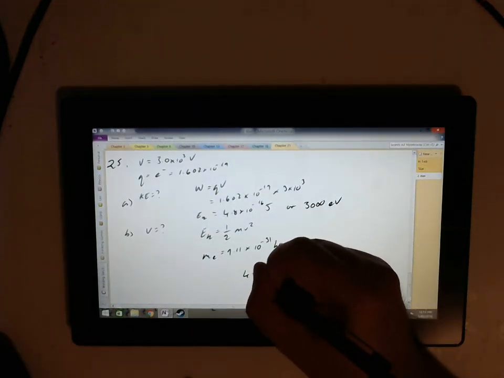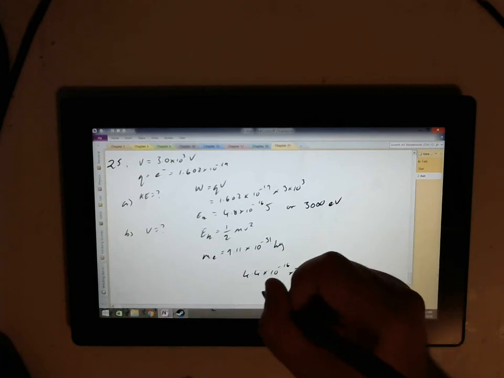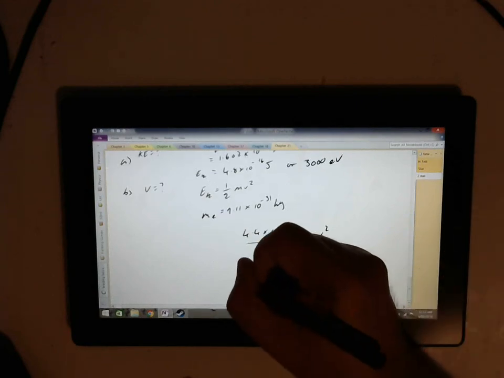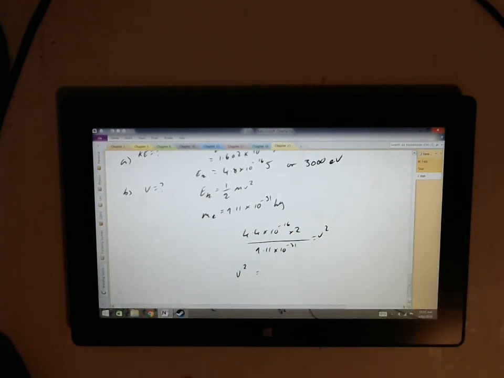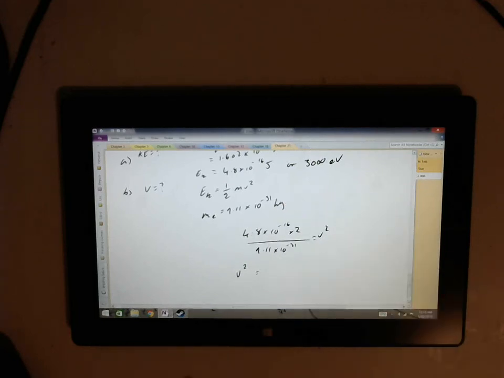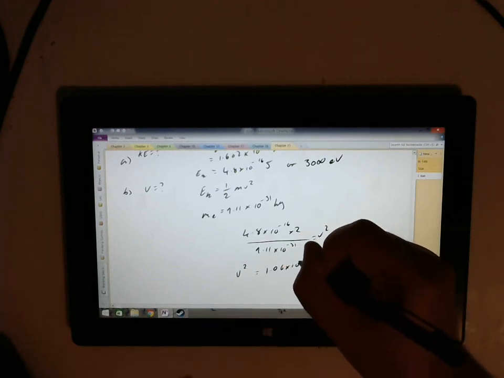So that means I'm going to have 4.8 times 10 to the negative 16 multiplied by 2 to get the half across, divided by 9.11 times 10 to the negative 31. And that's going to equal v squared. So v squared will equal, sorry, that should be 4.8, times 2 divided by 9.11 times 10 to the power of negative 31, which gives us a very large number of 1.06 times 10 to the 15.